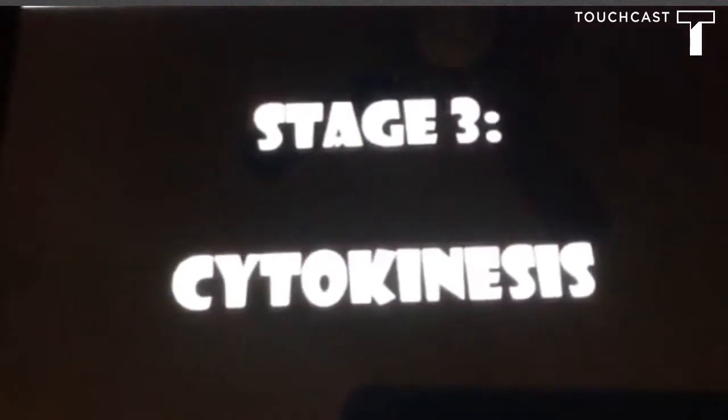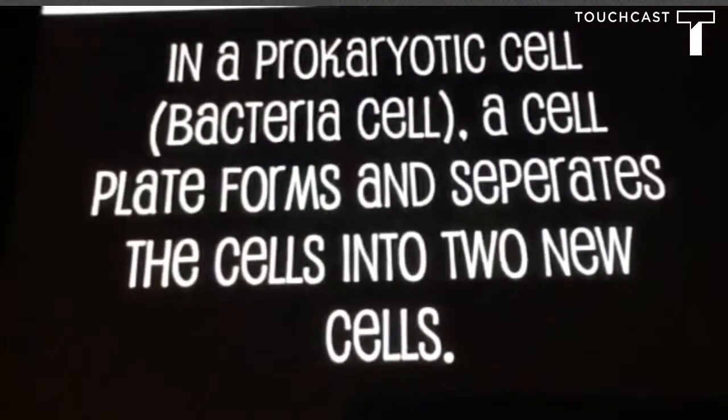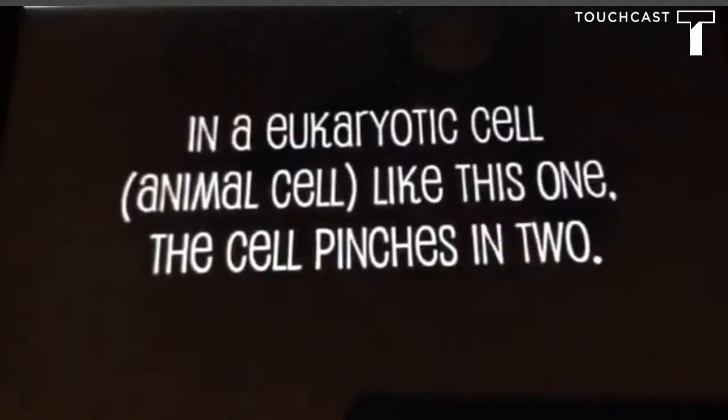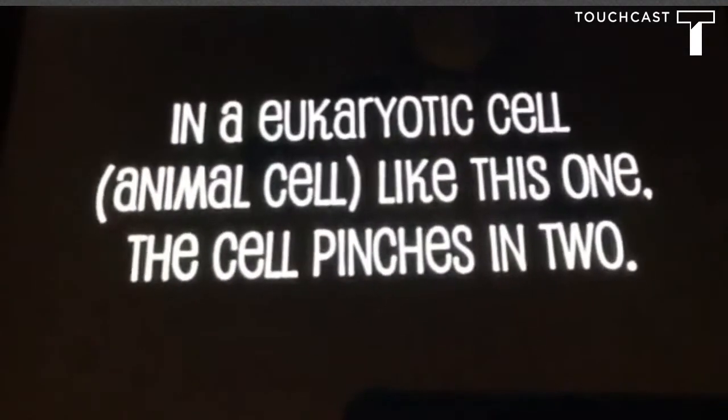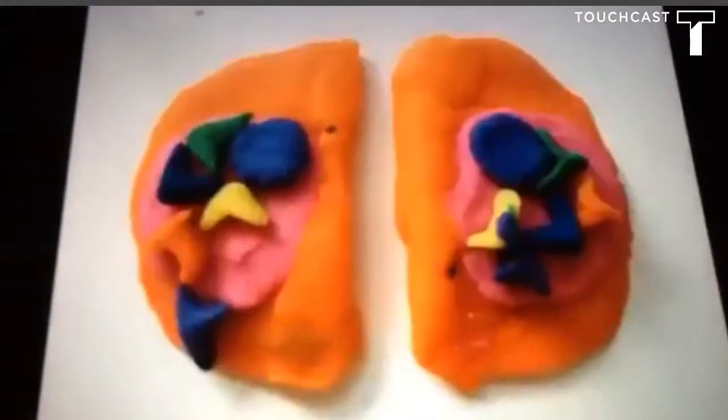Stage 3 is cytokinesis. The cell splits into two daughter cells and each daughter cell ends up with an identical set of chromosomes and about half of the organelles.